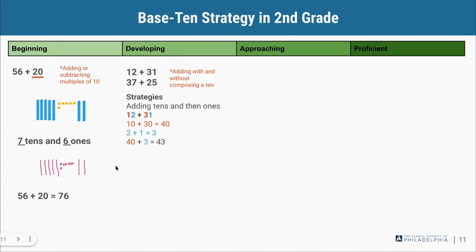Another strategy we support students in using is adding on their tens and ones. So we have the same expression here, 12 plus 31. First we add on the 30, the tens, and then we add on the ones.